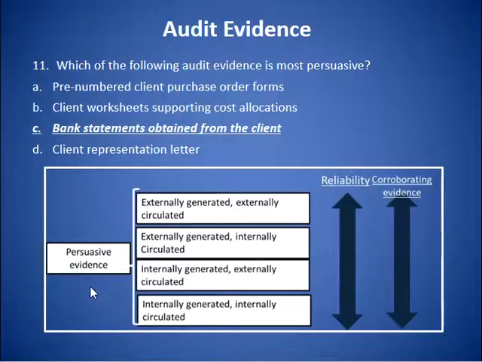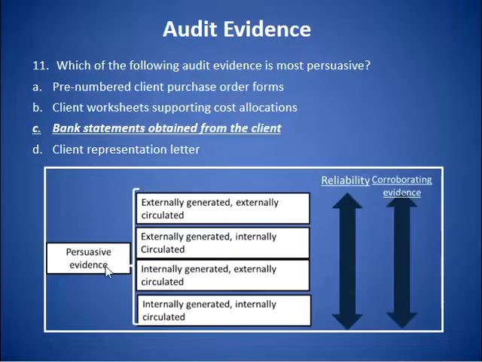Persuasive evidence is probably a little bit lower level of evidence, meaning that it's persuasive, but it's not truly conclusive, which means typically you have to gather more evidence to support your assertion with persuasive evidence than you do with conclusive evidence. So this is asking which audit evidence is most persuasive. So let's take a look at each of these items here and then end up with item C, which was the correct answer. Okay, A, pre-numbered client purchase order forms.